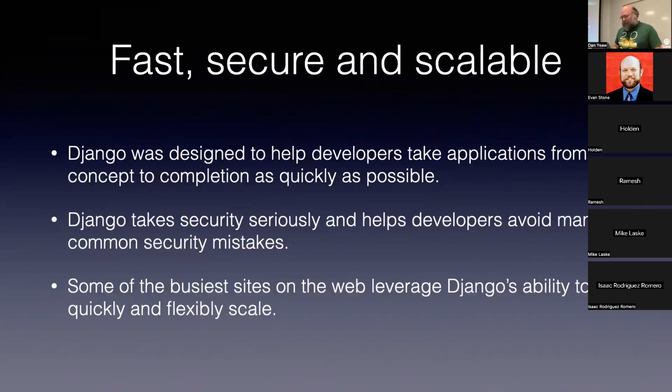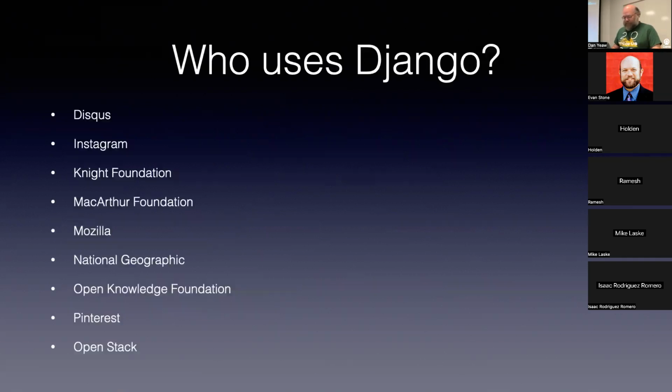It was designed to help developers take applications from concept to completion as quickly as possible. I know a few years ago it was advertised as the tool that gave you the fastest path to making a web app. I don't see that anymore, so I don't know if someone caused them to back down on that claim, but that's how they used to bill themselves. Django takes security seriously and helps developers avoid many common security mistakes. Some of the busiest sites on the web leverage Django's ability to quickly and flexibly scale.